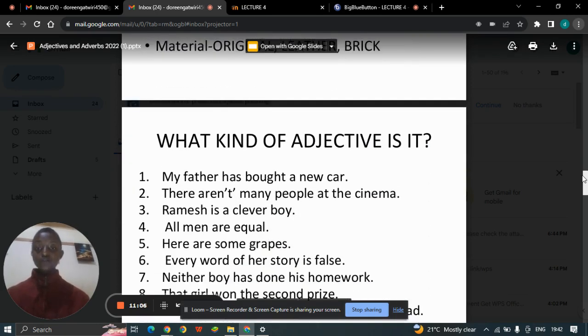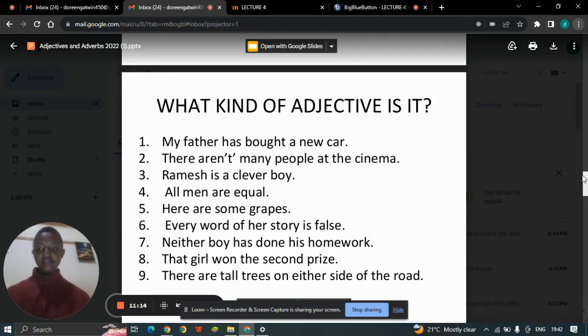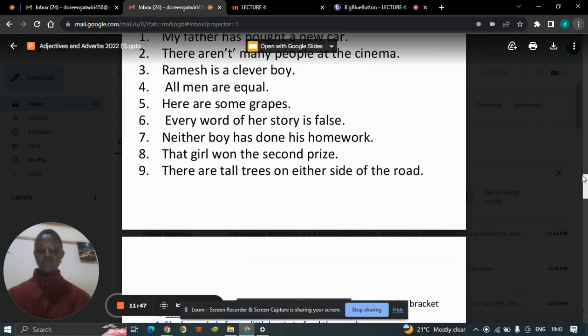I want you to go to the discussion forum. I have posted some of these questions, and some ask what kind of adjective it is. For example, my father has bought a new car. It's upon you to identify the type of adjective in that case. Maybe I can do number one, then you do the rest in the discussion forum. My father has bought a new car. In that case, new is an adjective. Then is it predicative, attributive, or what kind of adjective is it? Do the same for numbers two, three, four in the discussion forum.